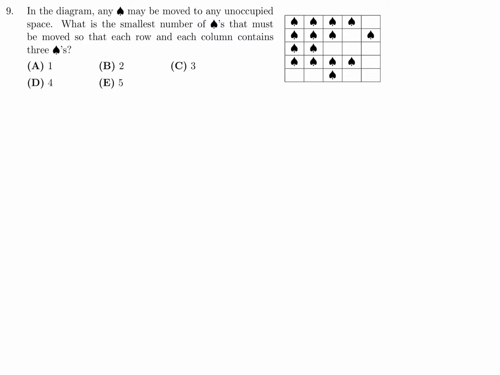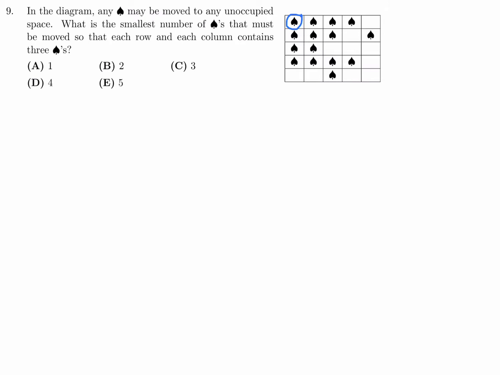In the diagram, any spade may be moved to an unoccupied space. What is the smallest number of spades that must be moved so that each row and column contains 3 spades? The approach to this question is to look at columns and rows that share a common spade and are more than 3. For example, this row has 4 and this column has 4, and they share this one. So that one's got to go. So I'll circle that for now, and then later we'll place it somewhere.